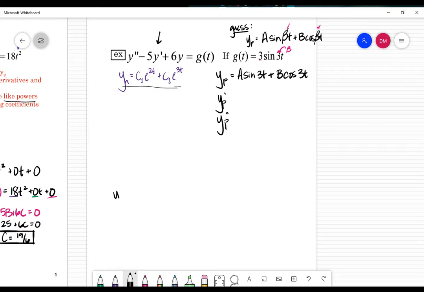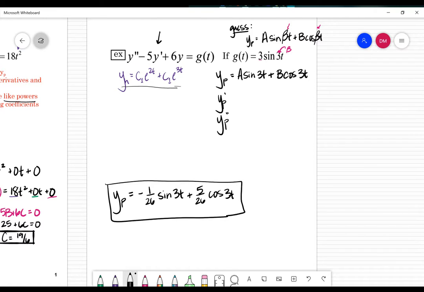But what you would get when you solve for y sub p ultimately at the end, we would get our coefficient of a is negative 1/26. So you'd get negative 1 over 26 sine of 3t. And for b, you get a positive 5/26. So it would be plus 5/26 cosine of 3t. So if you go through that whole process, solve for y sub p, that would be hopefully what you get. But again, I'll post my full work up there so you can see it.